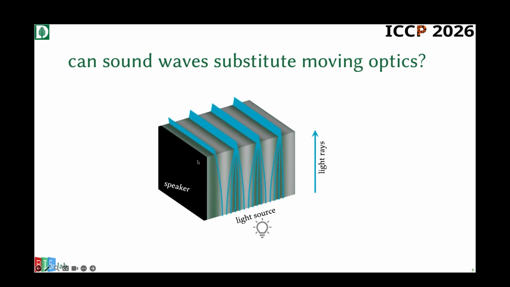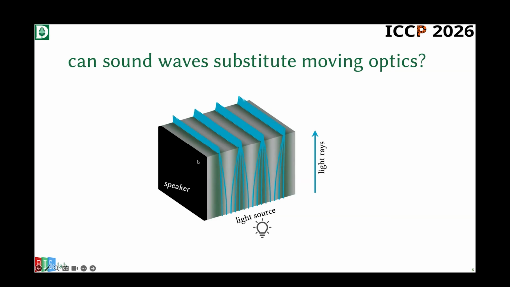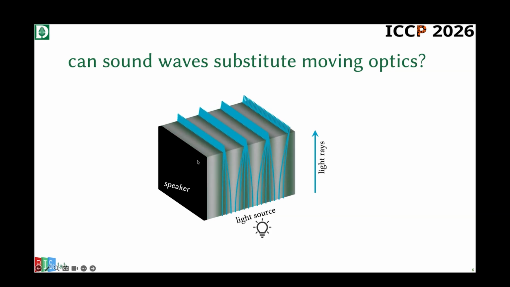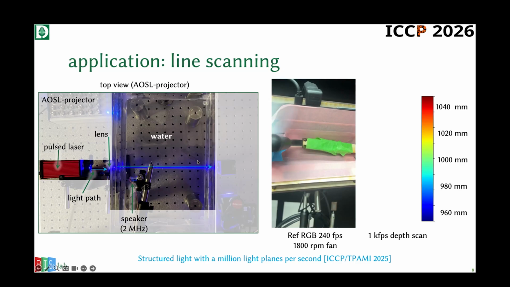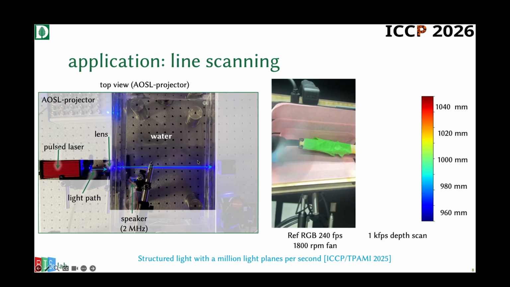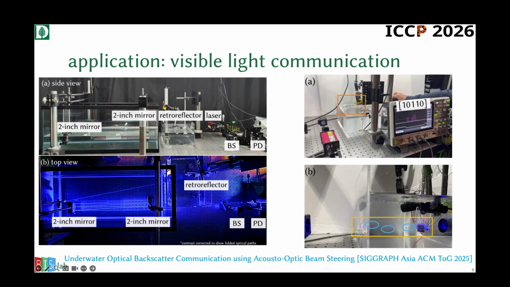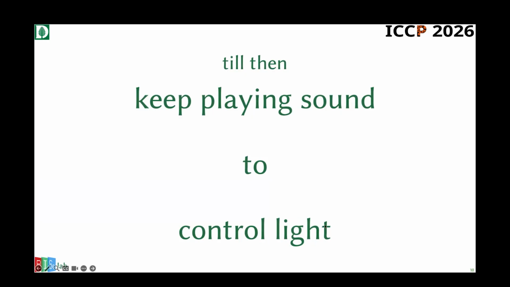Instead of going straight like in an unperturbed medium, light curves and creates a line profile and propagates at the speed of sound in water. We exploited this physics to create high-speed projectors, which are 1,000 times faster than the existing systems, and were able to scan high-speed moving objects at 1,000 depth frames a second. Using the same physics, we also created an underwater light communication device, which can transmit data at 1,000 times faster speeds, just by playing sound on light. Check out our demos for more information. Till then, play sound to control light.